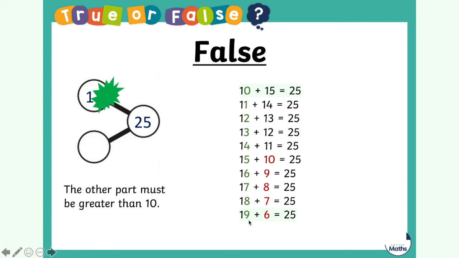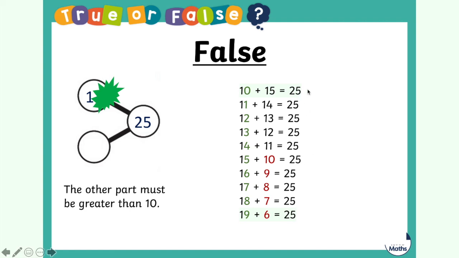Time to think about what the question asked. We were told that the other part must be greater than 10, and we need to see whether this is right or not. Now, you could have written each of these calculations out systematically, and what you would have found is that the other part is not always bigger than 10. In these calculations, it is bigger than 10, but it could be smaller than 10 or equal to 10. However, you didn't have to find every possibility to be able to work this out.